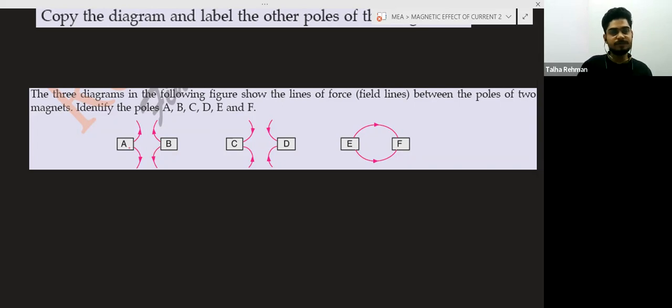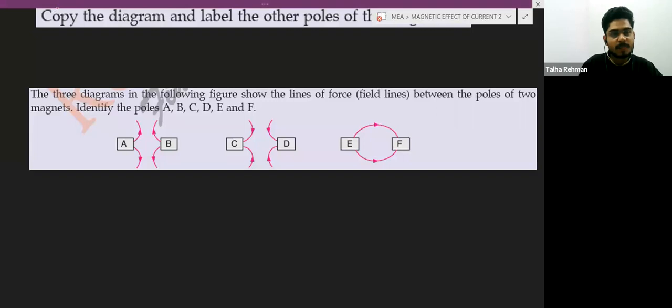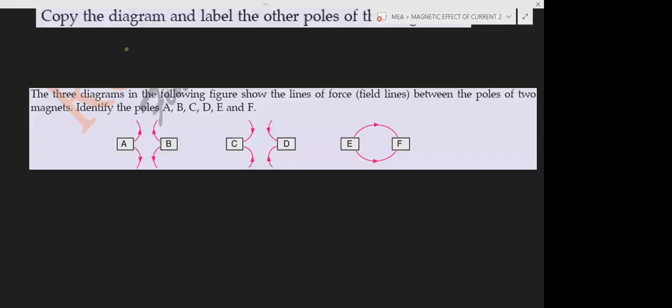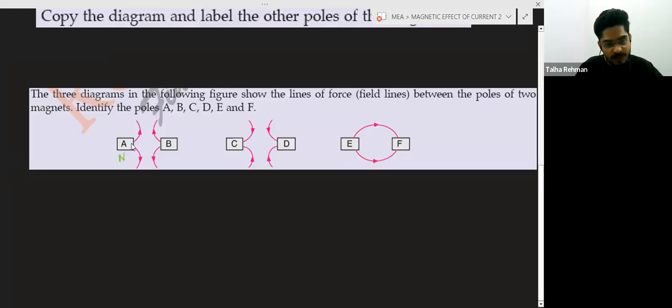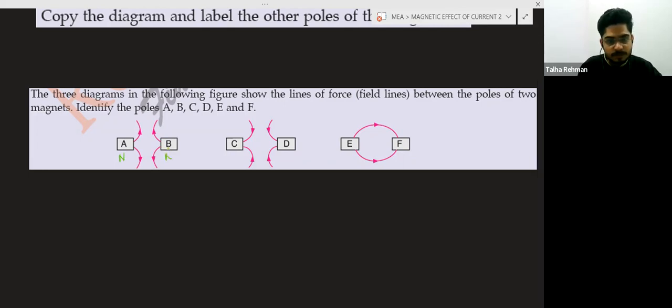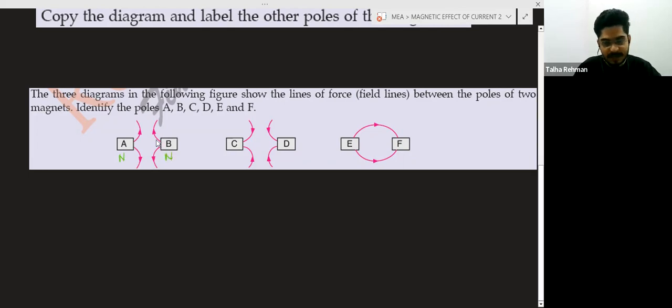So what I told you: magnetic field lines always start from the North Pole and end at the South Pole. So which pole will be A? North Pole. Yeah, A will be North Pole, because you can see the direction of the arrow. This magnetic field line is starting from this pole, so pole A will be the North Pole. Same is the case for B. This is also the North Pole, because the magnetic field line is starting.